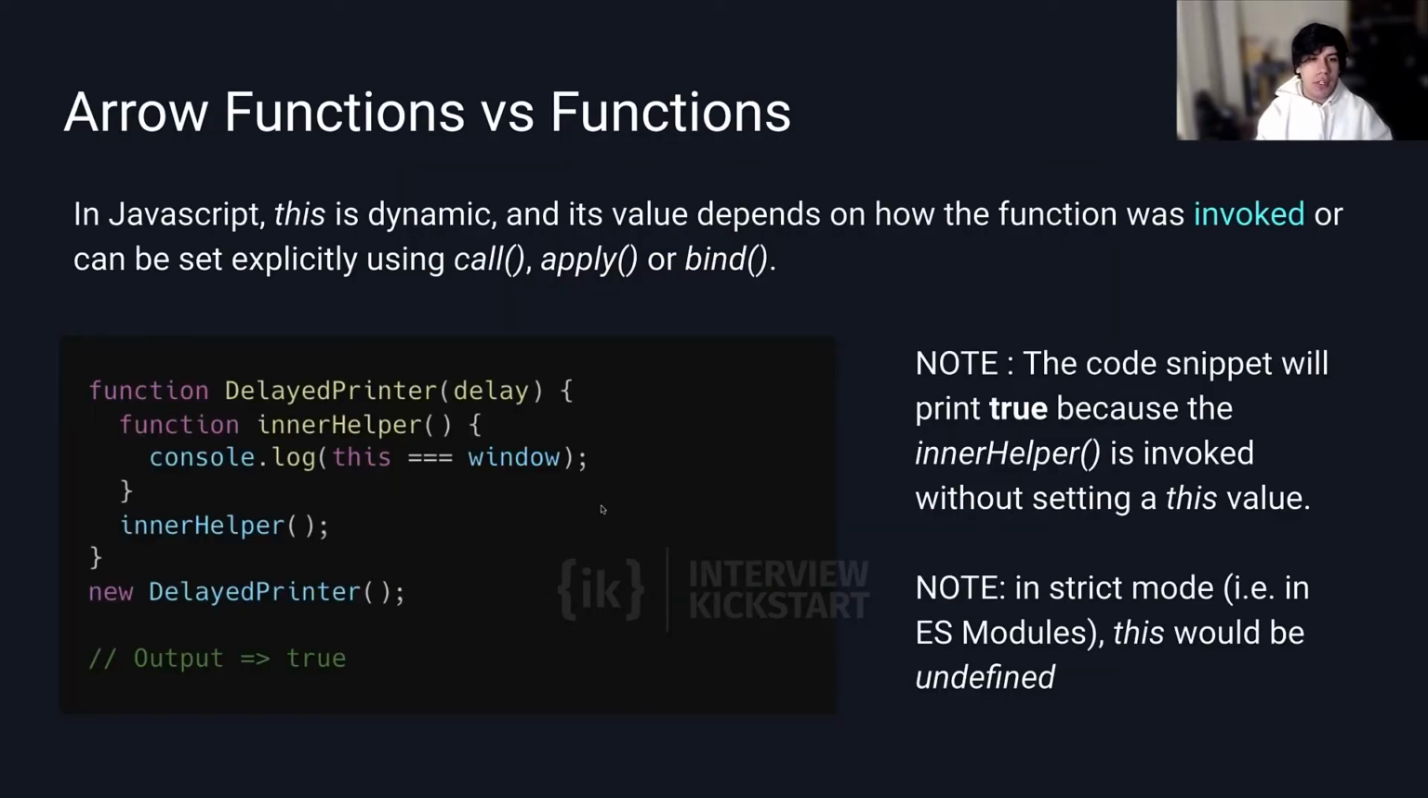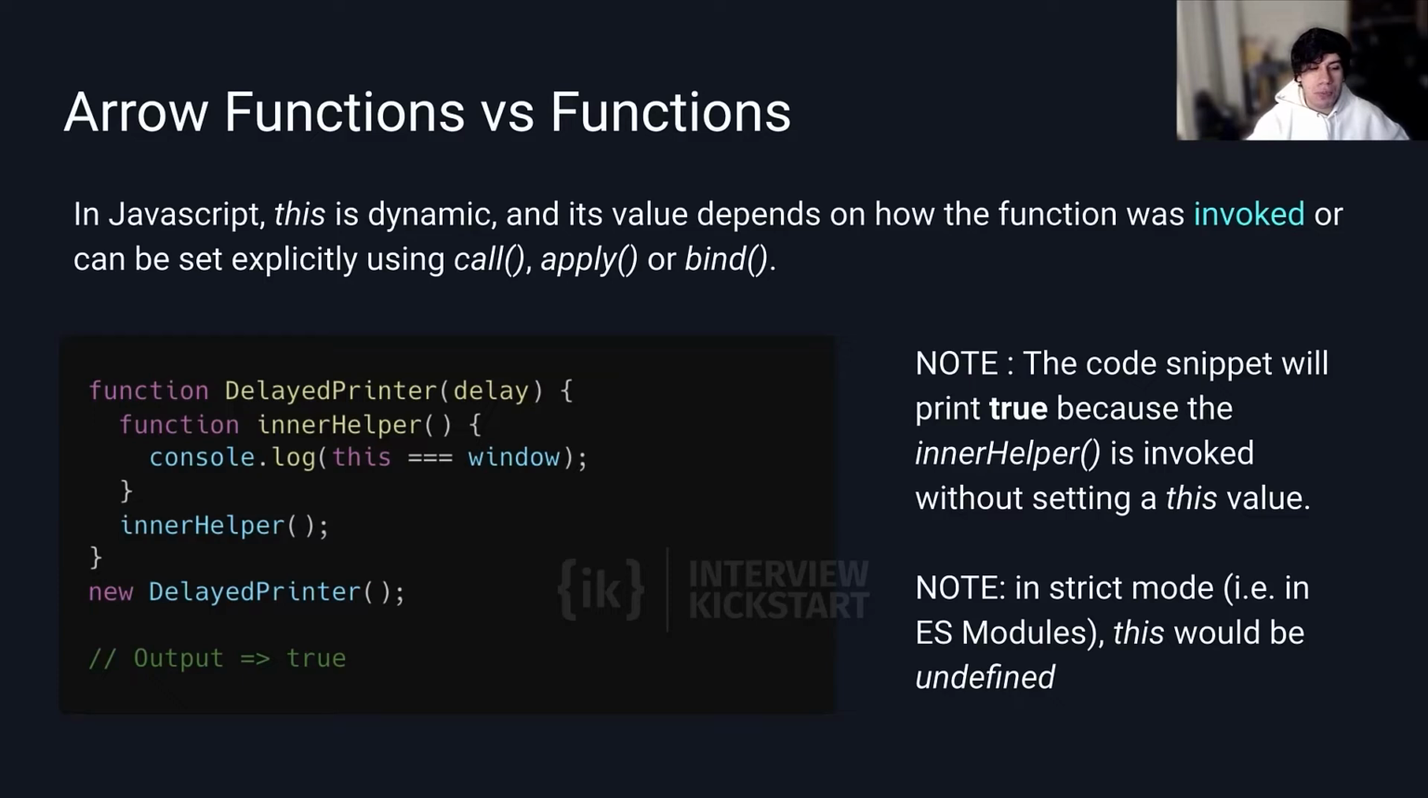Taking a few more examples here of comparing conventional functions and arrow functions, you can see this example where we have a DelayedPrinter constructor. We know it's a constructor because conventionally constructors have a capital letter, in this case the capital D, and because we're calling new DelayedPrinter. When you call new on a constructor, the this inside of that constructor is automatically created for you and set to an empty object. So that's what it is inside of the DelayedPrinter body by default.